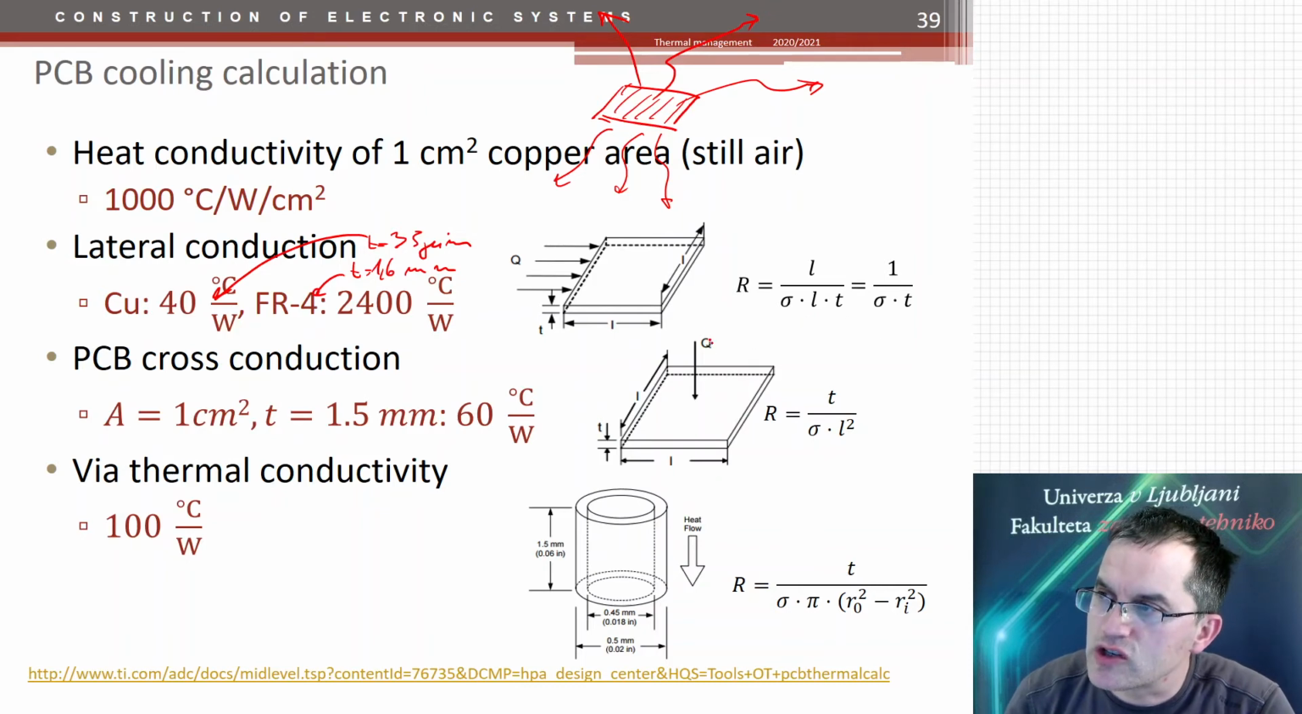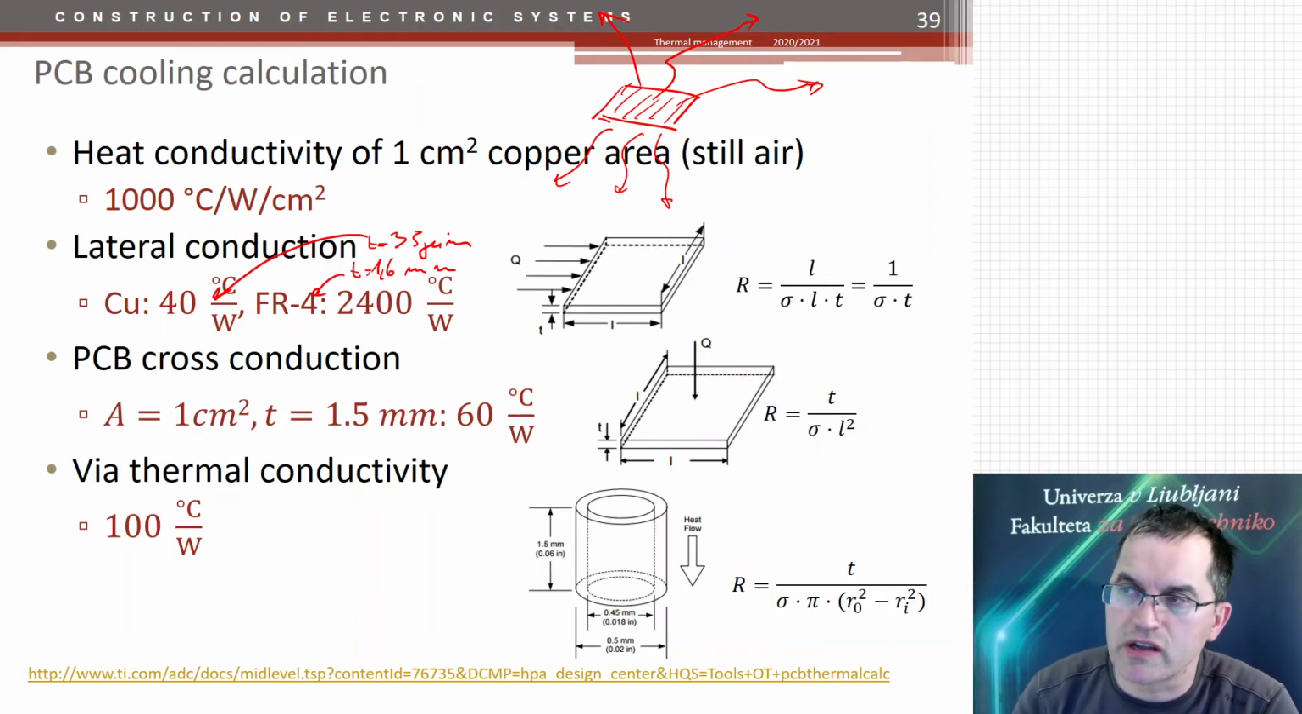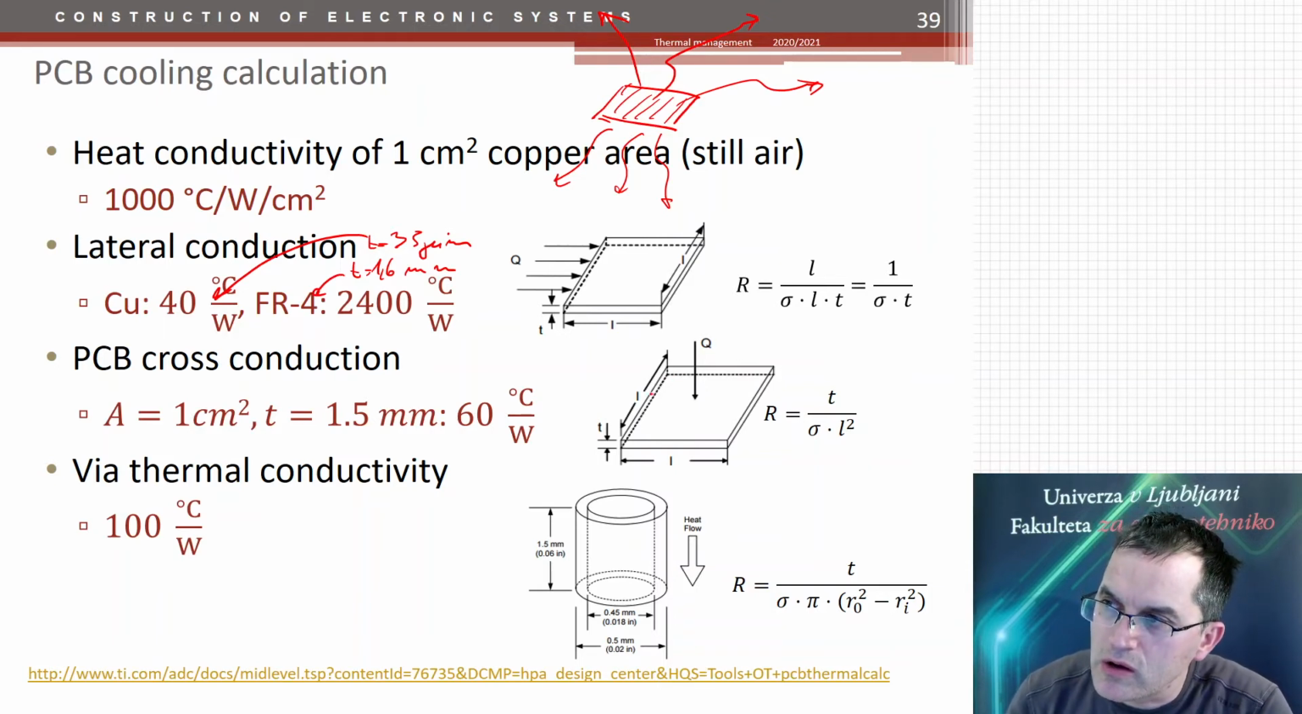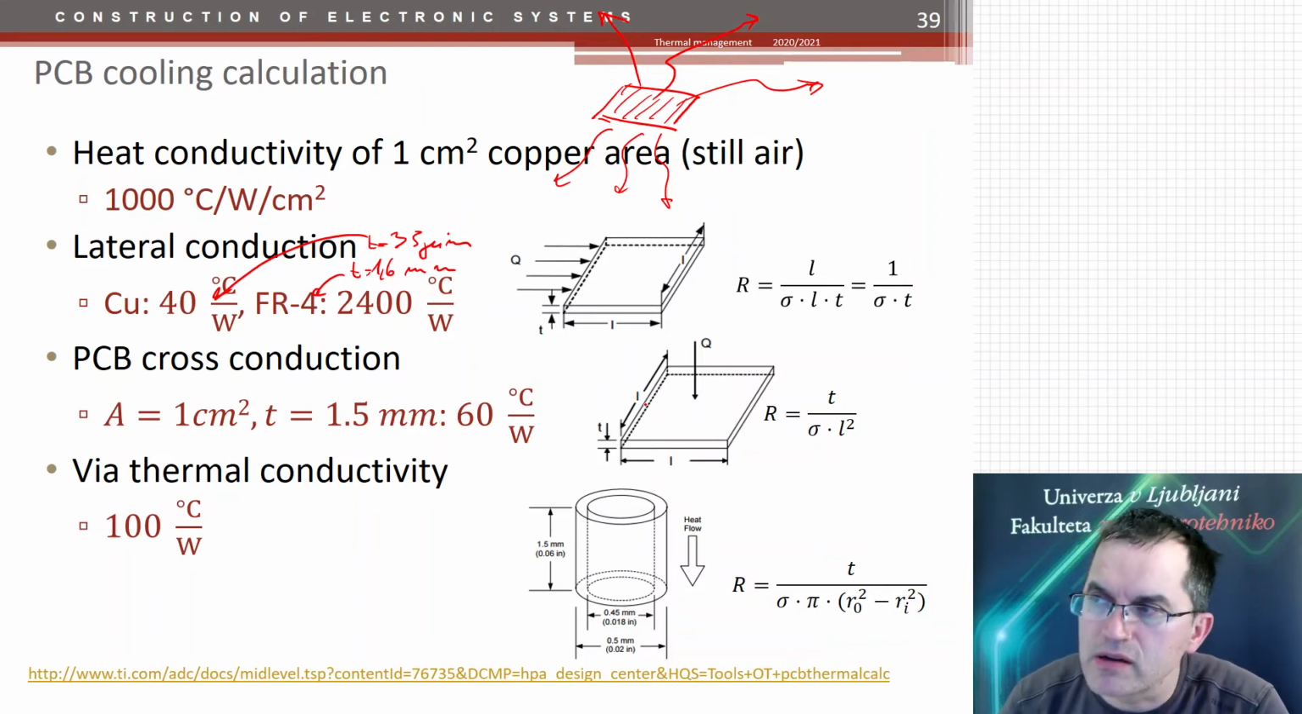The cross conduction vertically is mainly defined by the FR4 because it has much lower conduction than the copper. So even if you have copper covered over it, it doesn't help a lot, because the FR4 defines the main property of conduction across the PCB. The typical thickness is 1.5 millimeters, as you know, and that would range around 60 Celsius per watt.